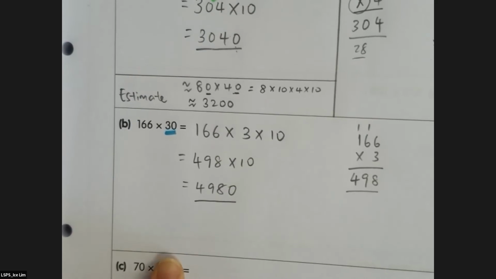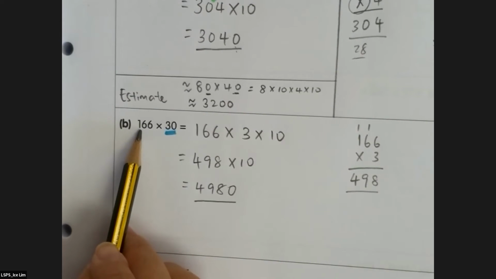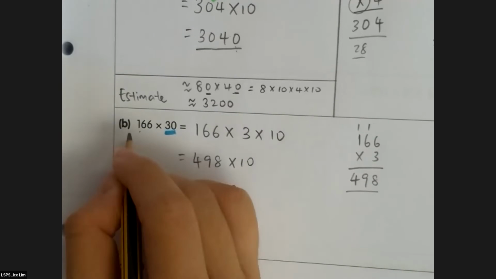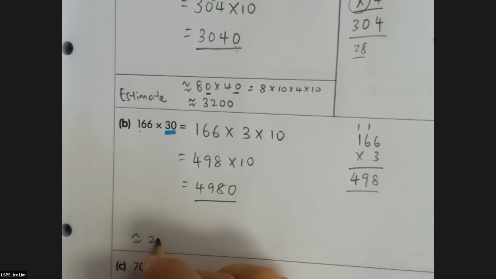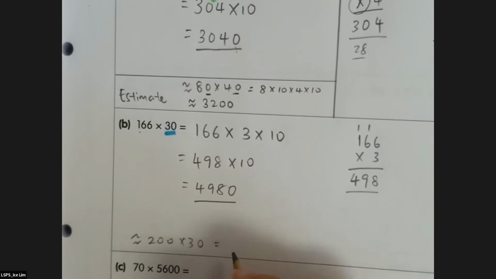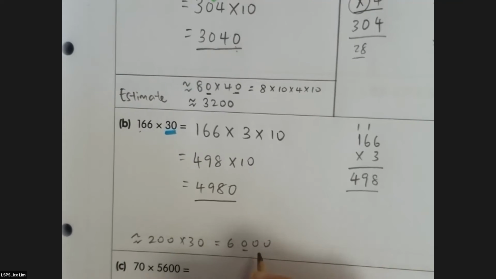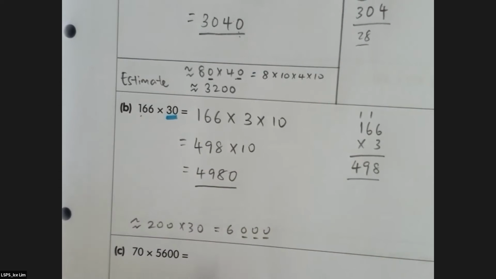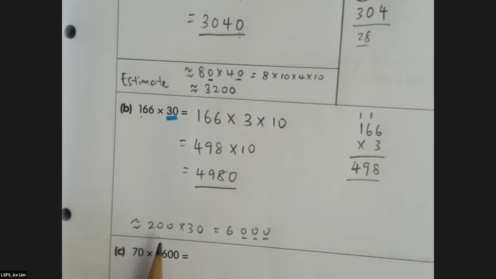Is this okay, everybody? So I can do the same estimation. I can estimate 166 to 200 times 30. That gives me about 6,000. The main idea with estimation is, let's say I round it to 200 times 30, the answer will be about 6,000. Even though the answer looks a bit far apart, my main purpose of doing this is to look at the numbers, the place value that these numbers are in.